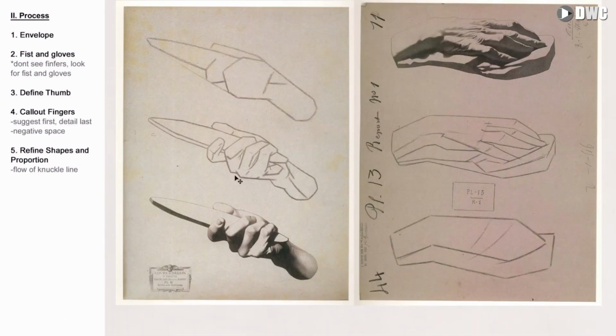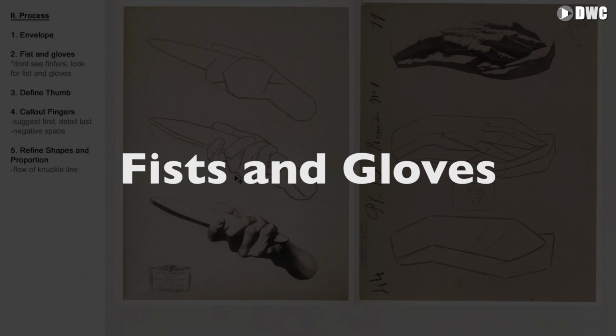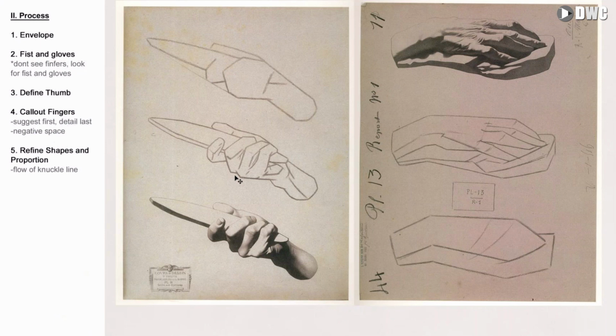Okay, step two is what I call fists and gloves. Fist is, when you close your hand, you make a fist, and glove is glove. Really, to me, when I look at a hand, and I think this is good practice to train your eye, I literally don't see fingers. I don't see any fingers at all. In fact, I look at the fingers very last. When I do a quick scan of a hand that I want to draw, or if I'm inventing a hand, I don't start by drawing the finger, right? I start with the outer boundary, the envelope.